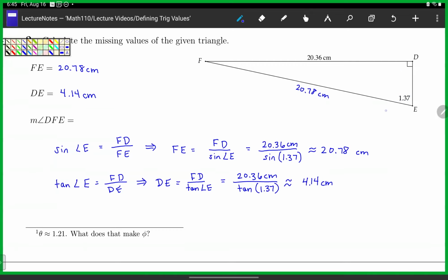And finally, we have angle DFE, and we need to know that DFE plus DEF has to be a right angle. So the measure of angle DFE plus the measure of angle DEF has to be a right angle, which is pi over 2. So that tells us that the measure of angle DFE has to be pi over 2 minus 1.37, which is approximately 0.20 using a calculator.